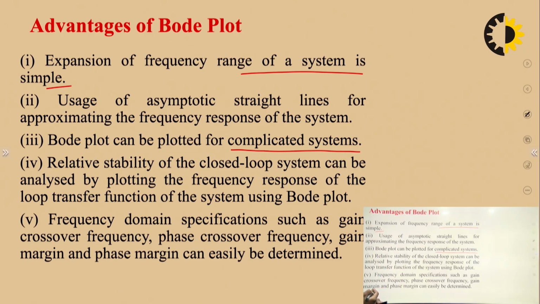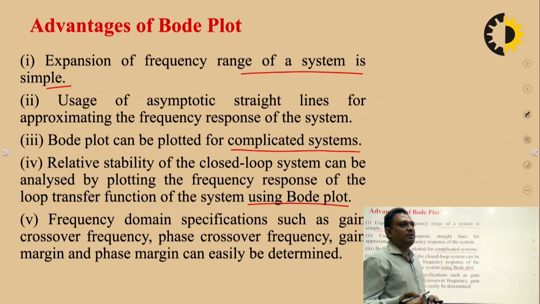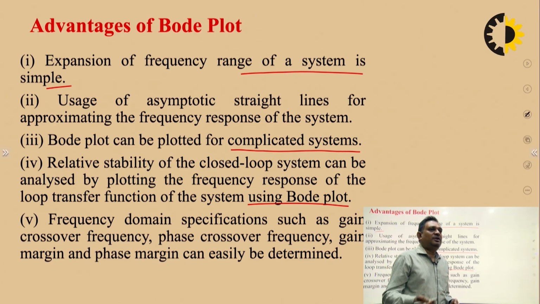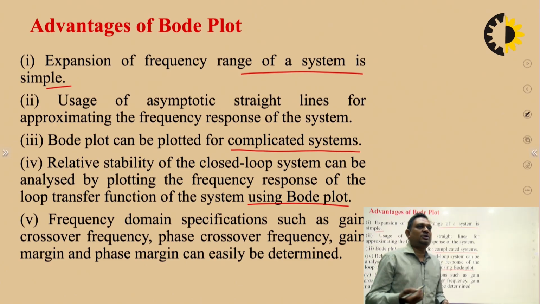So relative stability of a closed loop system can be analyzed by plotting the frequency response of the loop transfer function of the system using the Bode plot. So this we have already discussed. Once we have the Bode plot, then we can directly find out the gain margin and phase margin, and based on the values of gain margin and phase margin, we can easily find out the stability of the system.